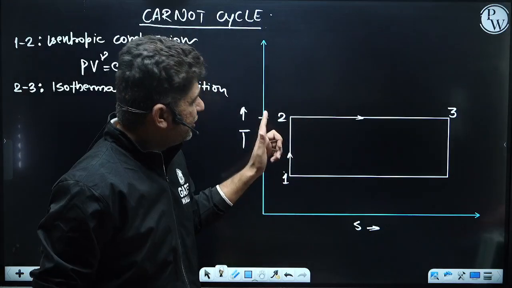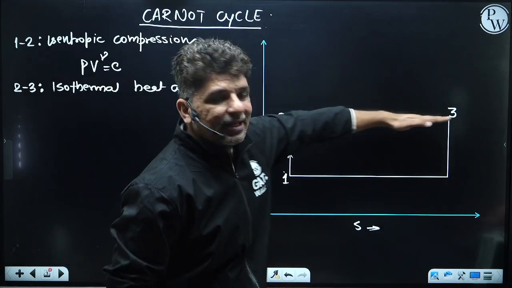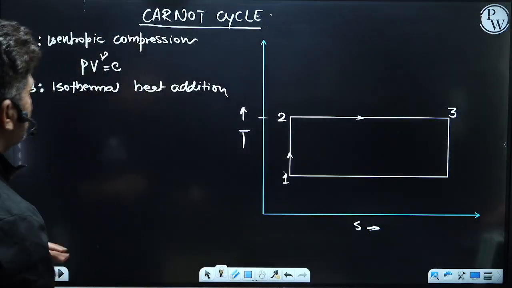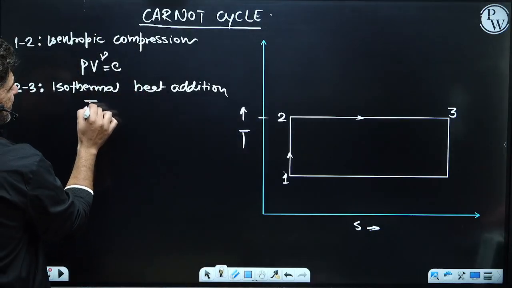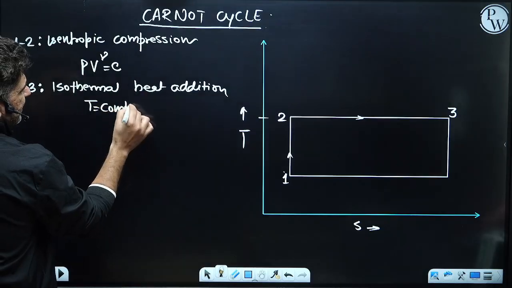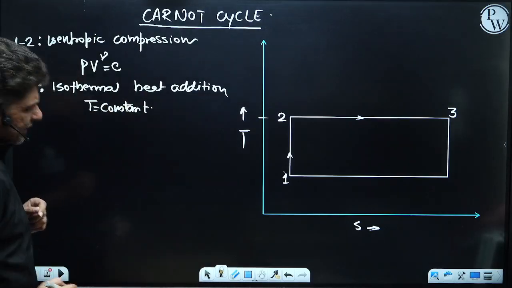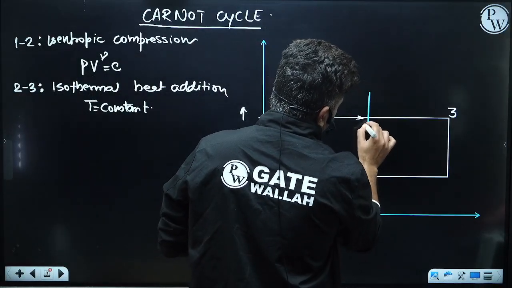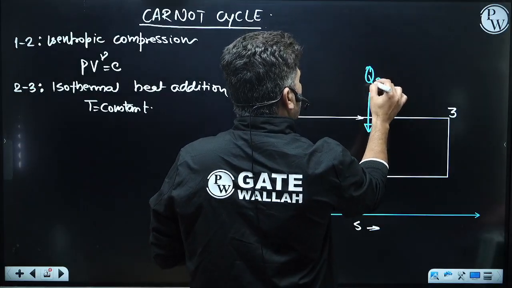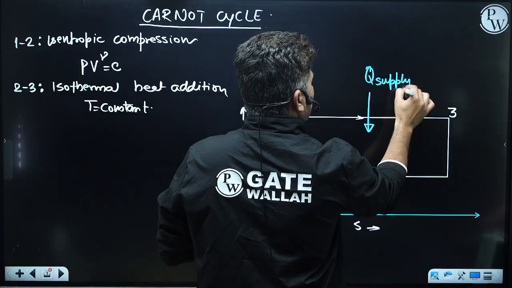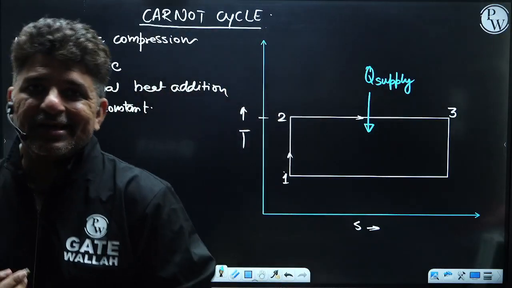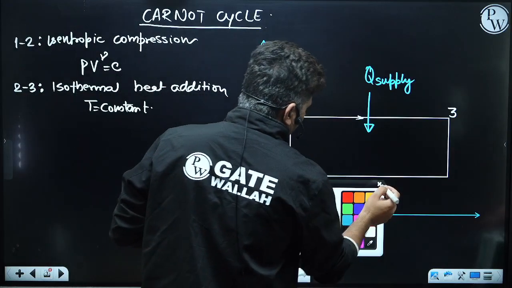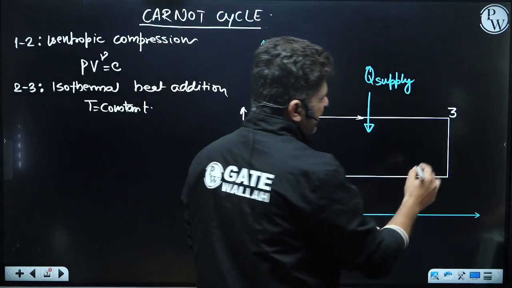If you see T2 and T3, this is a horizontal line, so at every point the temperature is constant. In this process, isothermal heat addition, the temperature is constant, and you see the heat is being added. In this cycle, heat is added from an external source, which we call the heat supply. Then the next process from 3 to 4, which comes downward.